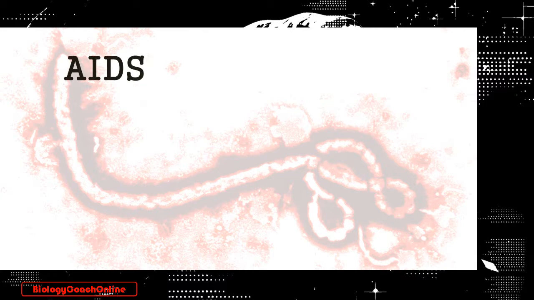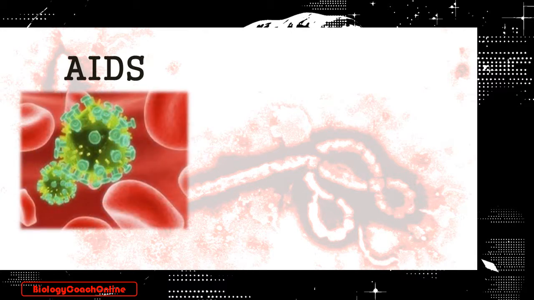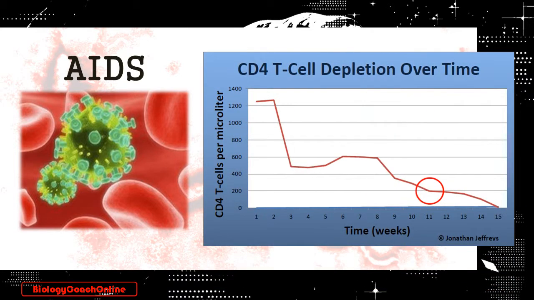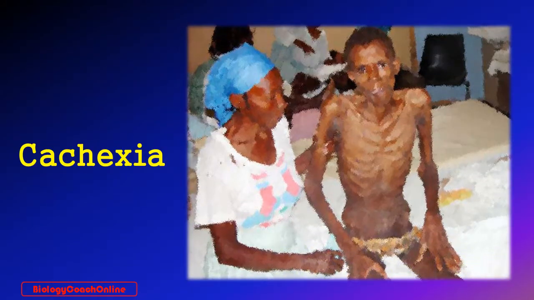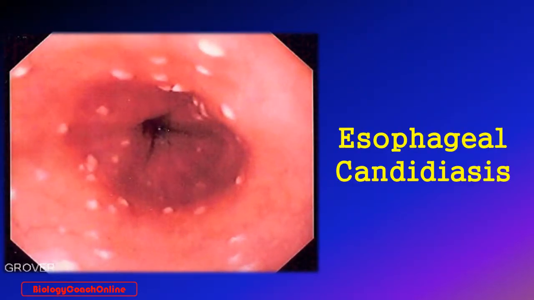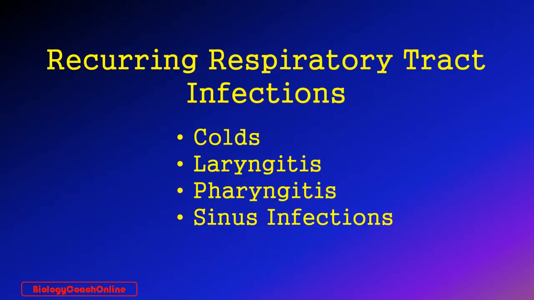As we said, the causative agent of AIDS is the pathogenic virus HIV. Now, AIDS, the disease, is defined in terms of either a CD4 T cell count below 200, that's 200 cells per microliter of blood, or the occurrence of specific conditions associated with HIV infection. The most common of those conditions include pneumocystis pneumonia, cachexia, or wasting syndrome, esophageal candidiasis, and recurring respiratory tract infections.